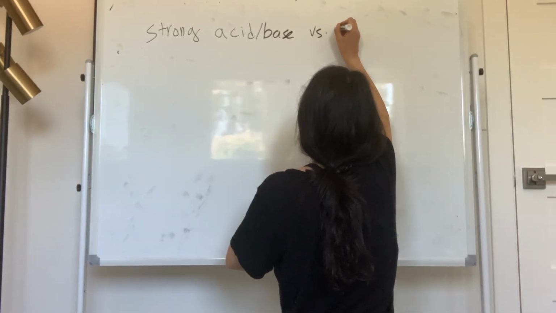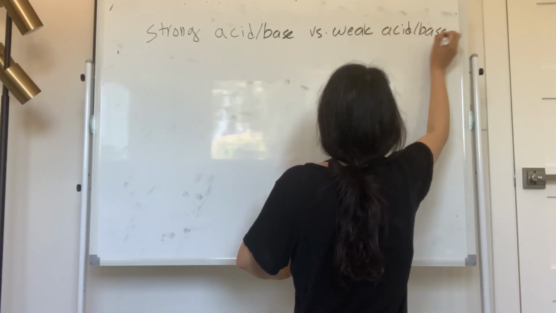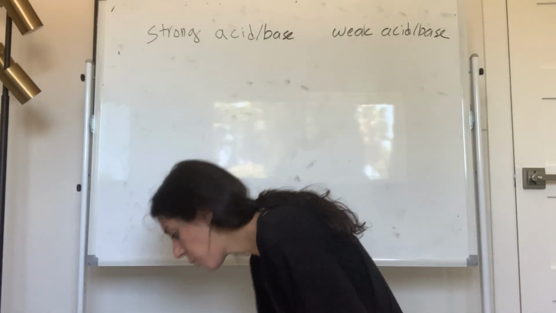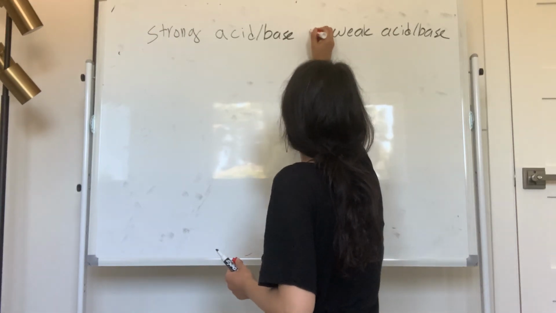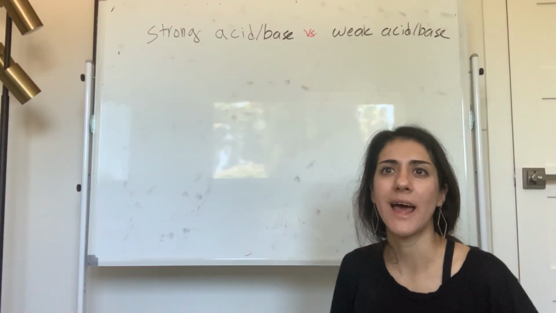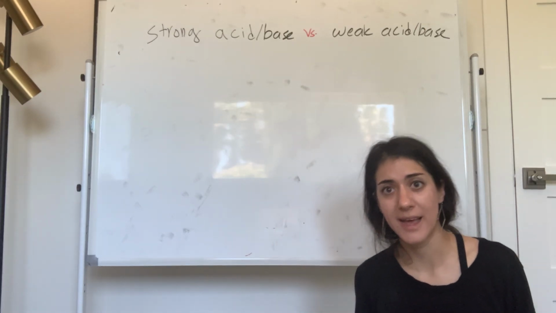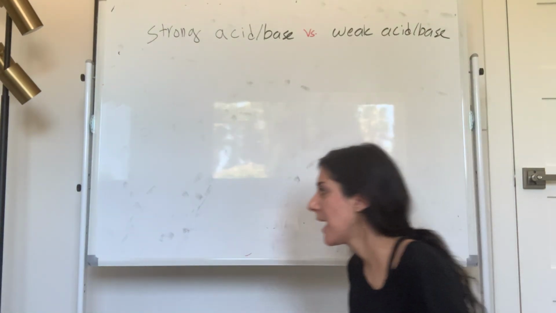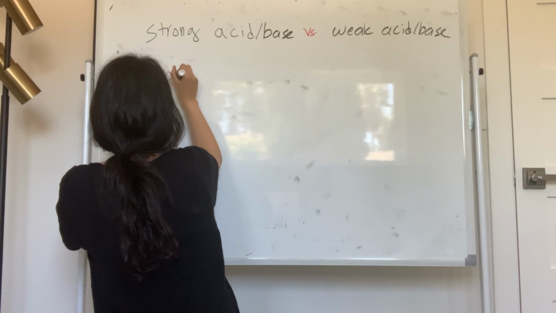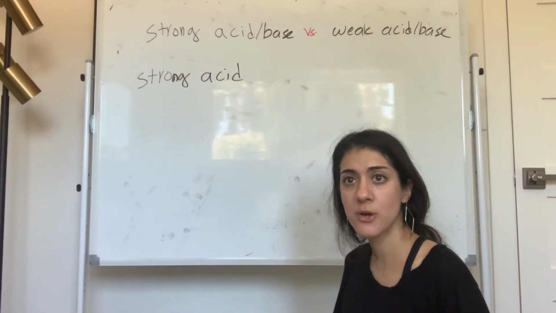versus weak acids and bases. So when we talk about acid and base, what really matters is if an acid is a strong acid or an acid is a weak acid. That really matters. Now we're going to go over what it means to have a strong acid and what it means to have a weak acid, and also for the base. But the acid is the one I want to focus on. Strong acid.